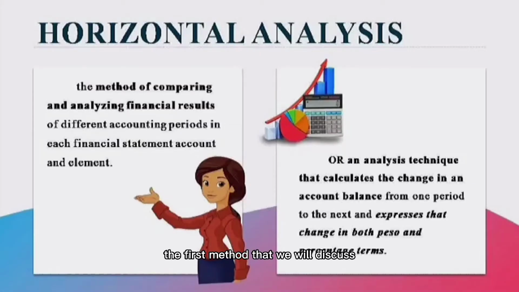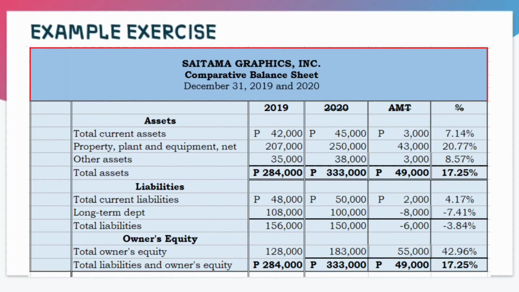The first method that we will discuss right now is the horizontal analysis, and it is calculated horizontally. That's why it is called horizontal analysis. Horizontal analysis is the method of comparing and analyzing financial results of different accounting periods in each financial statement account and element. It calculates the change in an account balance and expresses that change in both peso and percentage terms. This figure is an example of a financial position that's analyzed through horizontal analysis.